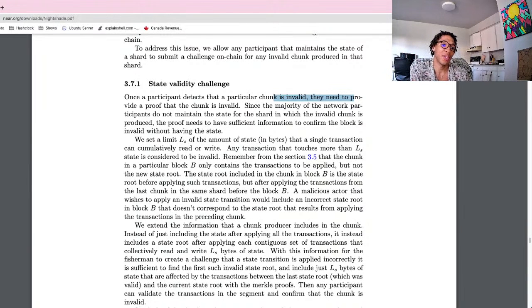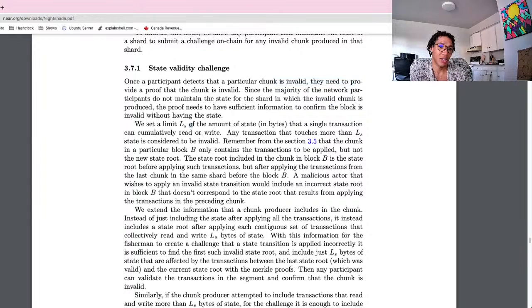We set a limit S, or limit of state, of the amount of state in bytes that a single transaction can cumulatively read or write. Any transaction that touches more than that limit of state is considered to be invalid.